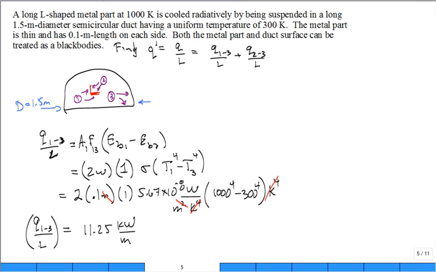Let me ask. I'm going to make a calculation for this term right here. Do I think it should be greater than 11.25, equal to 11.25, or less than 11.25? Less. Why? Let me show you the equation: Q 2 to 3 per unit length is equal to area 2 times view factor 2 to 3 times E_b2 minus E_b3.